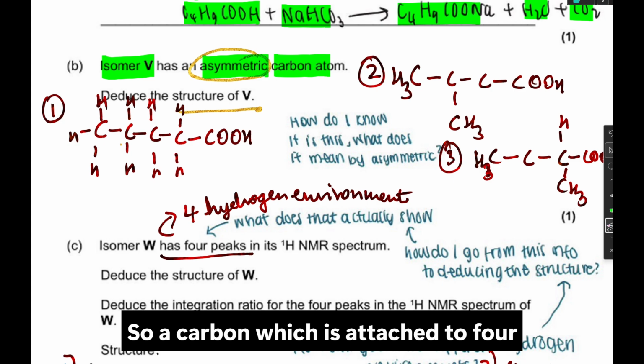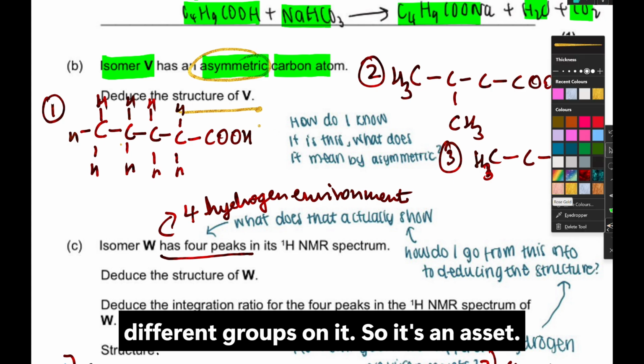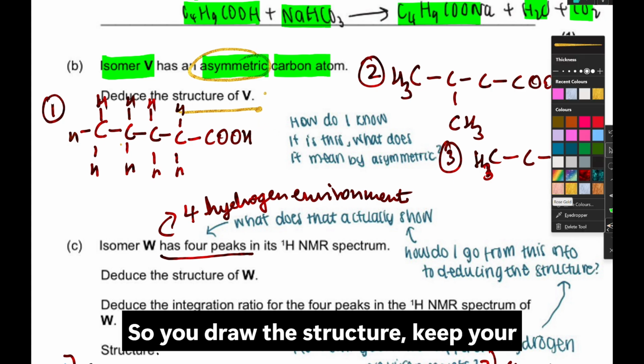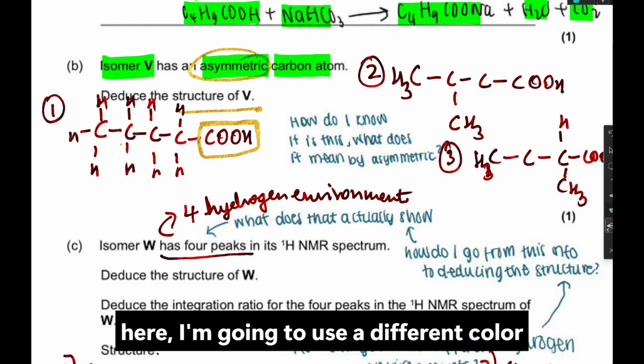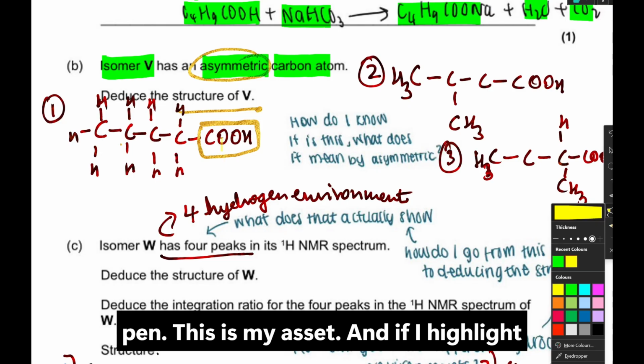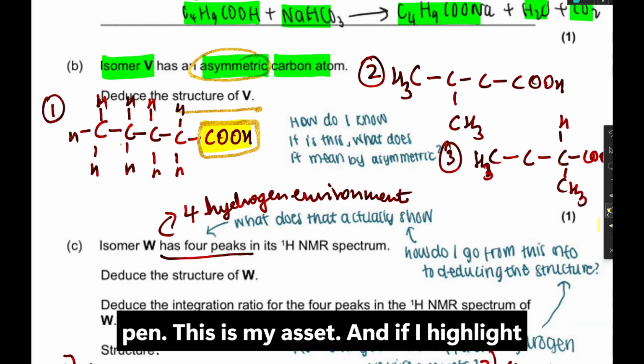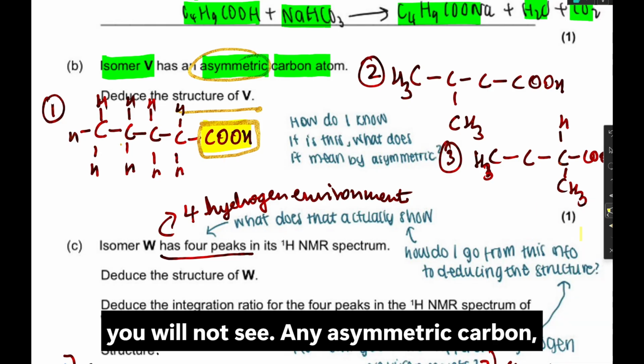So a carbon which is attached to four different groups on it. So it's an acid. So you draw the structure. Keep your focus onto this now, which I have written here. I'm going to use a different color pen. This is my acid. And if I highlight, you will not see any asymmetric carbon.